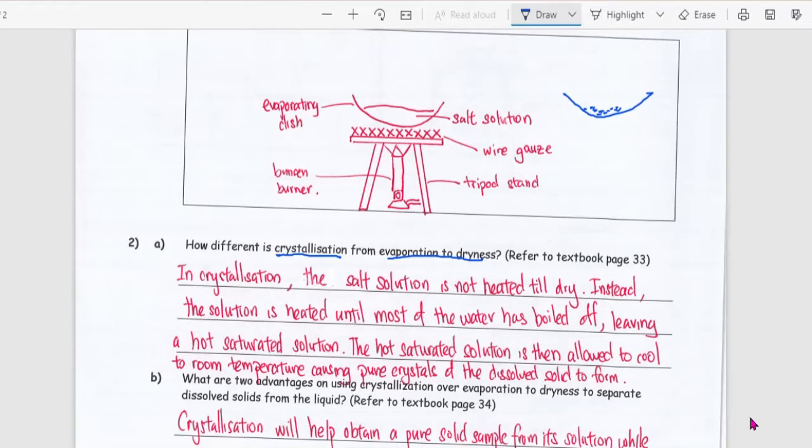Typically in this case, what you're going to get is something like this. There's still some water there, but you'll start to see some solids at the bottom. This is what we call a hot saturated solution. When it's hot, there are already solids, but there is still some liquid left. Once it reaches this state, we'll let it cool, and as it cools, pure crystals form inside. So that is the difference between crystallization and evaporation to dryness.